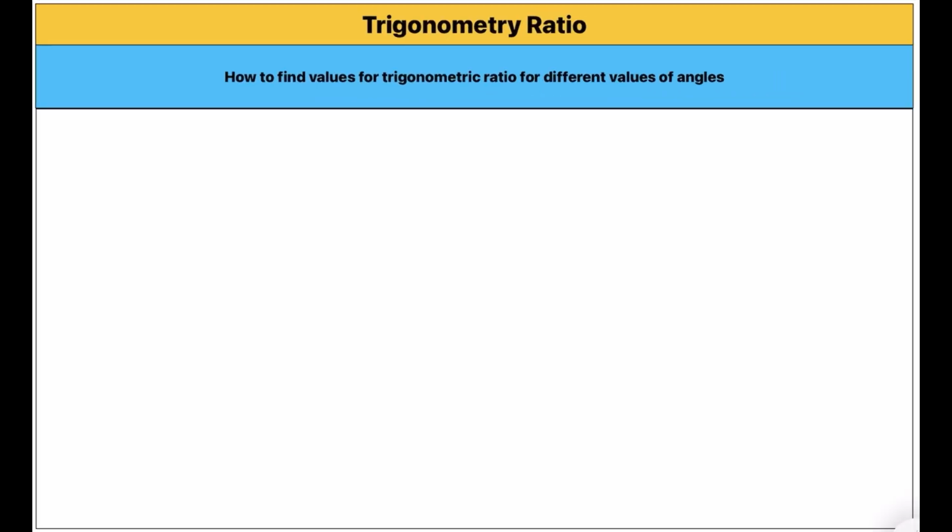Welcome students. In this video, we are going to learn how to find out values for trigonometric ratios for different values of angles. We'll start with how to find trigonometric ratios for angle 30 and angle 60. Let's start. On your screen, there's a triangle ABC, which is an equilateral triangle. That means all three sides have equal dimension.